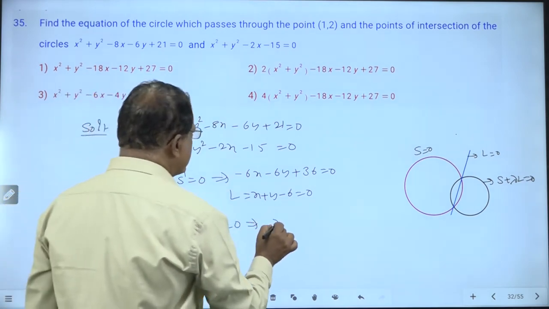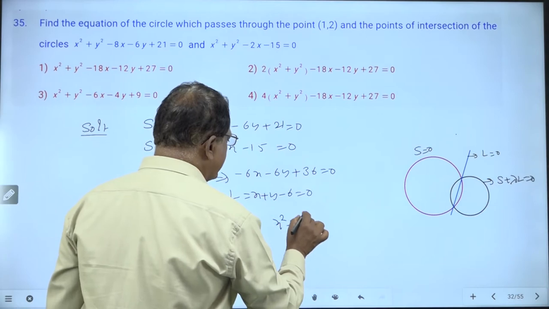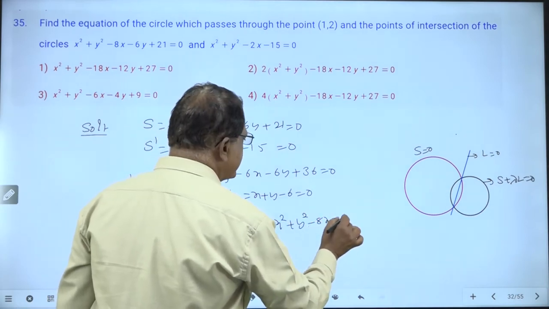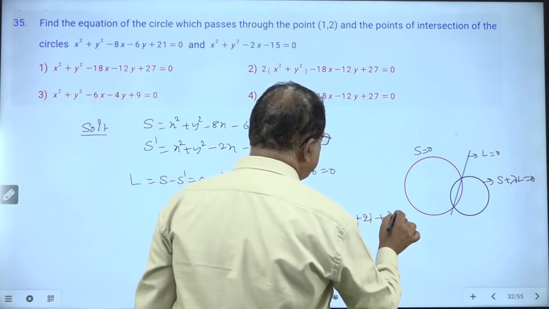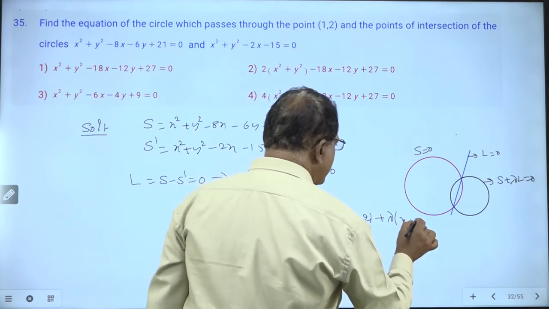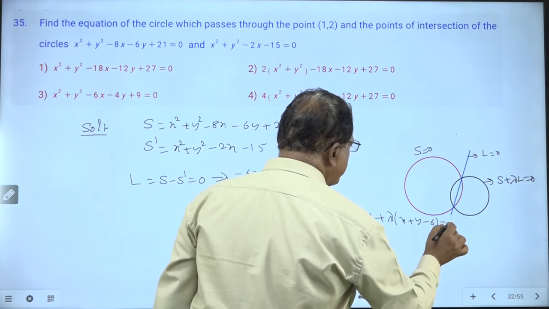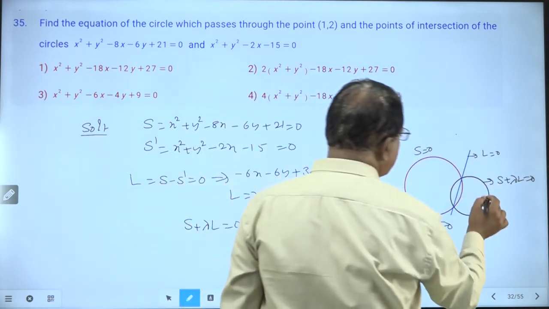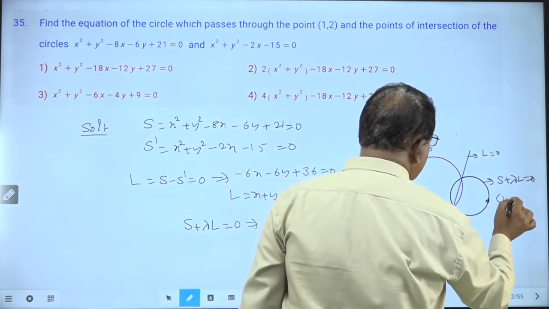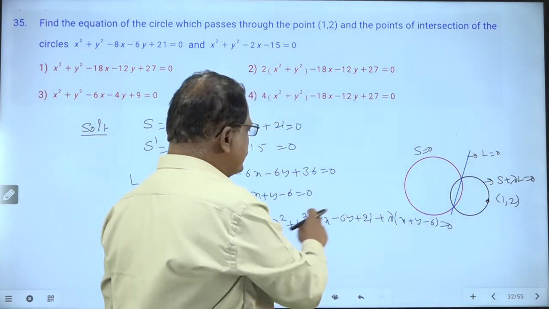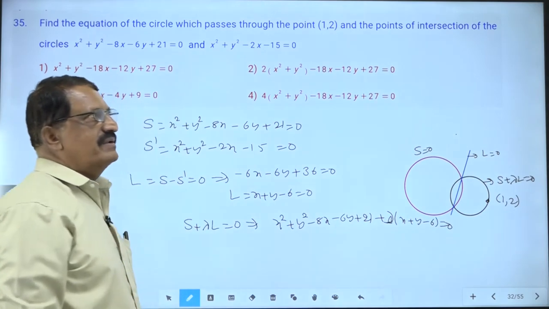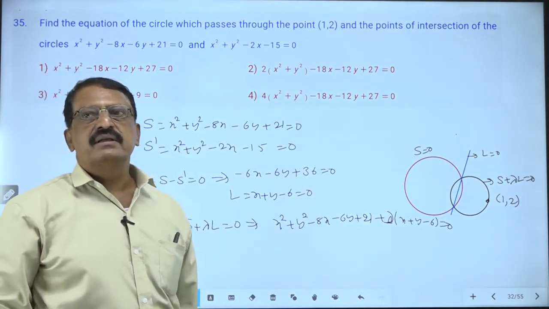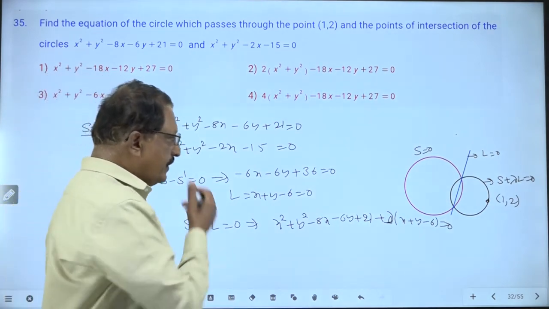S plus lambda L equals 0 implies x square plus y square minus 8x minus 6y plus 21 plus lambda of (x plus y minus 6) equals 0. But the required circle passes through the point (1, 2). Substitute in this equation, we get the value of lambda. Then replace lambda and simplify, we get the required equation of the circle.